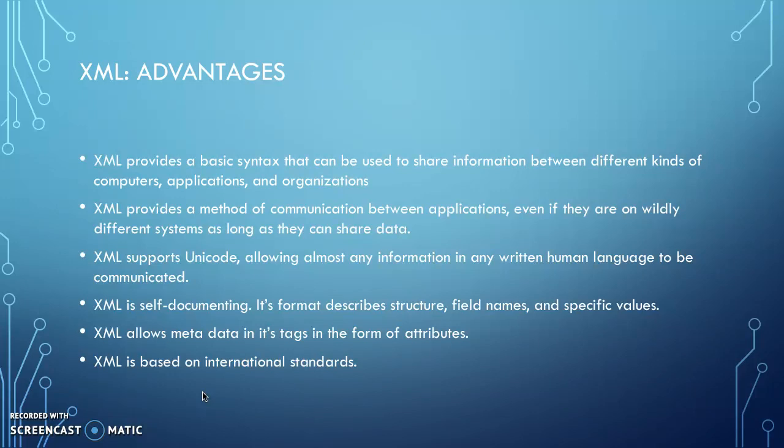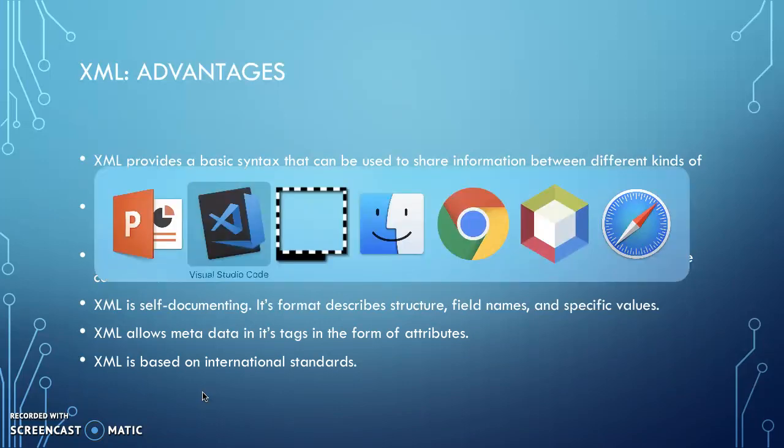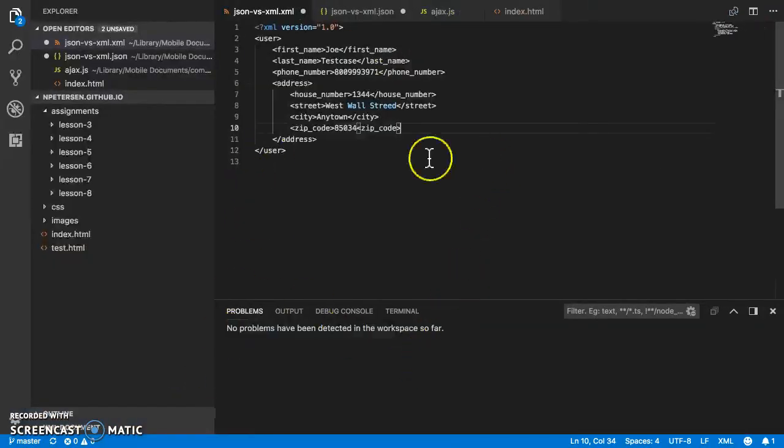XML is self-documenting. Its format describes structures, field names, and specific values. And XML allows metadata in its tags in the form of attributes. So let me just go over that really quick, how XML is self-documenting. We can go back to our XML example here, and we have the address. In the address, we can say something like type equals current, or we could say type equals mailing. And that's how very descriptive XML can be, that we can provide that type of information.